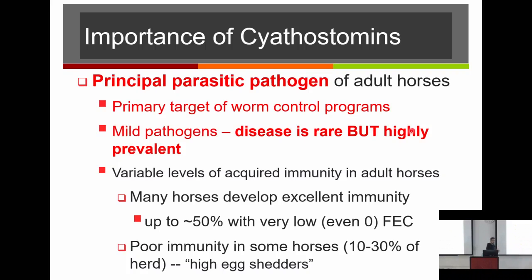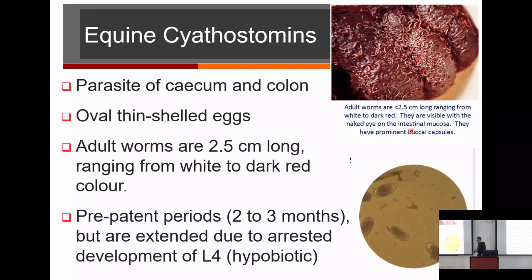Horse, because they develop much better immunity, so up to like 50% with the very low egg in the feces. But those who have a poor immunity, the fecal egg count will be high. So it depends on the immunity of the horse. So this parasite also resides in the cecum and colon, oval shape egg, and is much bigger.